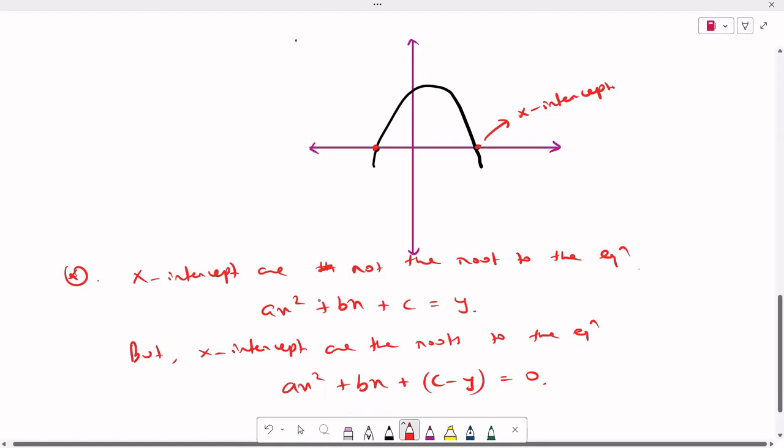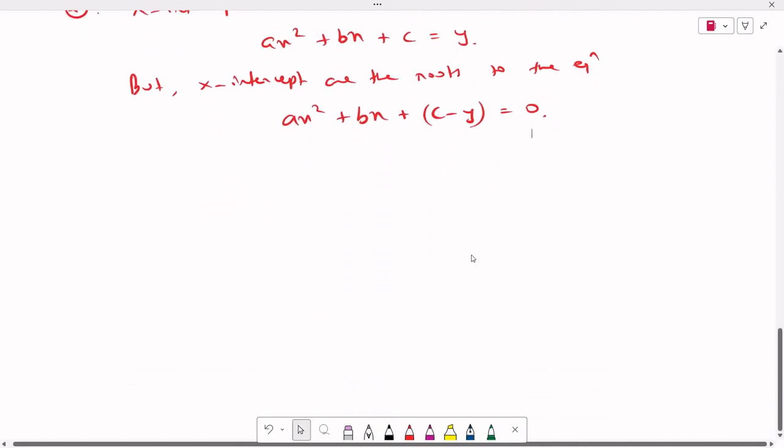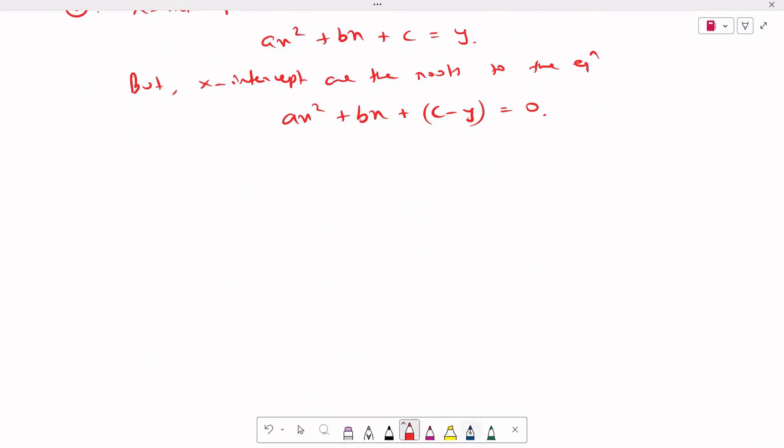Okay, so that was some introduction to a parabola and a quadratic function. Now let's look at the different general forms that we might come across in our syllabus while dealing with quadratic functions. The first general form is something we call the factored form.